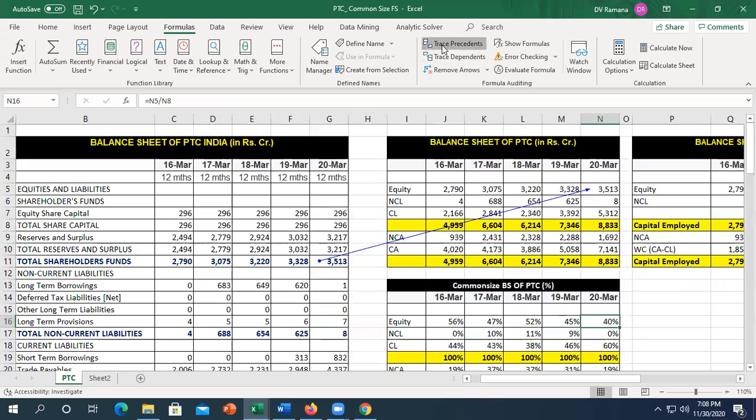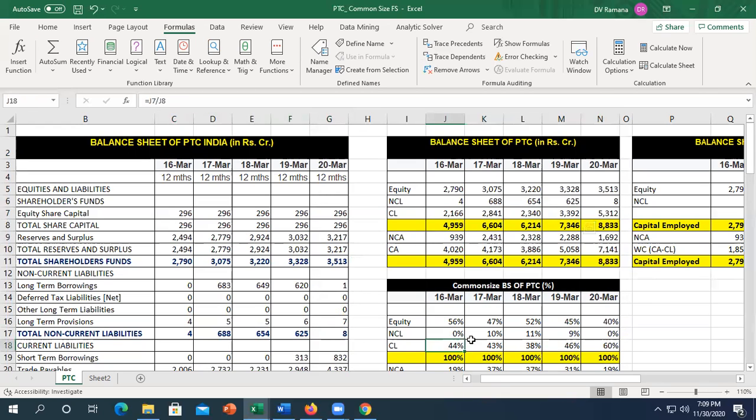Equity is 40% of the source, and equity consists of capital and the reserves. The capital did not change during these 5 years. So the reason for the change in the equity is because of the reserves and surplus, and the reserves and surplus has changed because of the profits of the company. But why did the equity as a percentage come down? Because the liabilities have gone up.